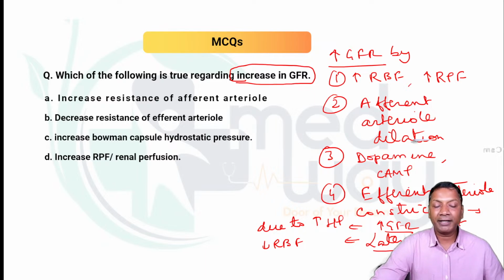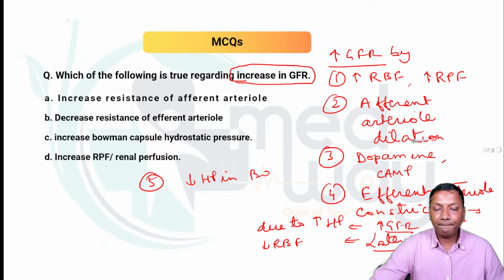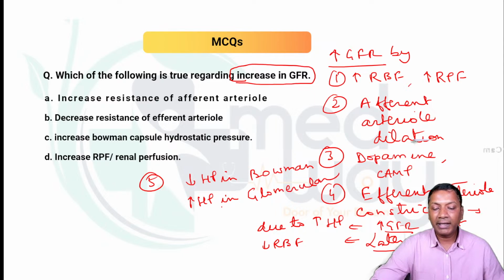So these are the factors which will increase the GFR, right? Then the fifth is the decrease in hydrostatic pressure in the Bowman's capsule, which will increase the GFR. Or you can also say that an increase in the hydrostatic pressure in the glomerular capillary will increase the GFR, right? Now let us go to the options here. Increase resistance of the afferent arteriole.